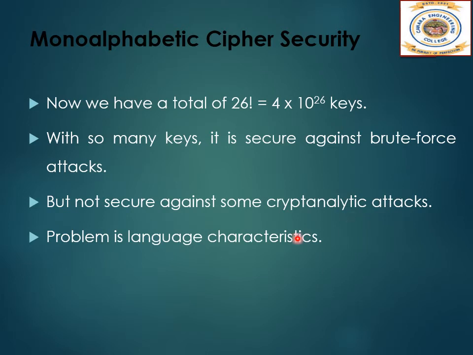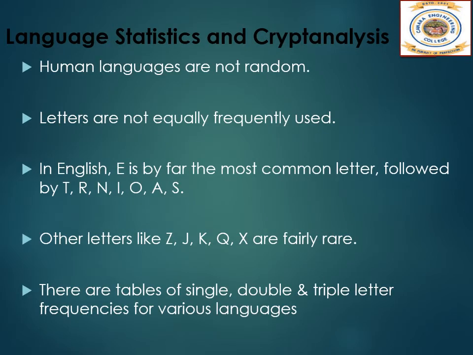Here why it is possible is because of the language characteristic. How language characteristics, we will see in the next upcoming slide. In the previous slide we have discussed that cryptanalytic attack is possible because of the language characteristic. Now how this is possible is human languages are not random. The letters are not equally frequently used. Now in English language itself, E is by far the most common letter, followed by T, R, N, I, O, A, and S. Other letters like Z, J, K, Q, X are fairly rarely used.